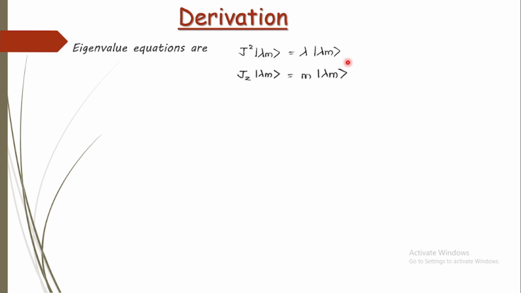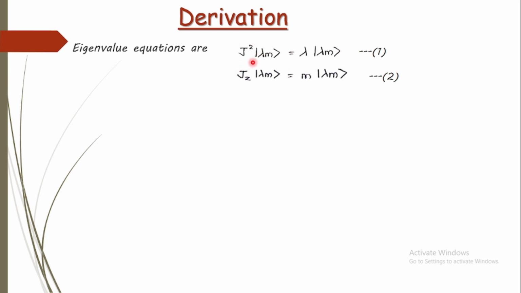And similarly, we can write the eigenvalue equation corresponding to Jz. So Jz into ket lambda m equals m into ket lambda m. So we can call it as equation number 1 and equation number 2, where J square and Jz are operators. Lambda is eigenvalue corresponding to operator J square. M is the eigenvalue corresponding to operator Jz, and ket lambda m is the eigenket or eigenfunction.